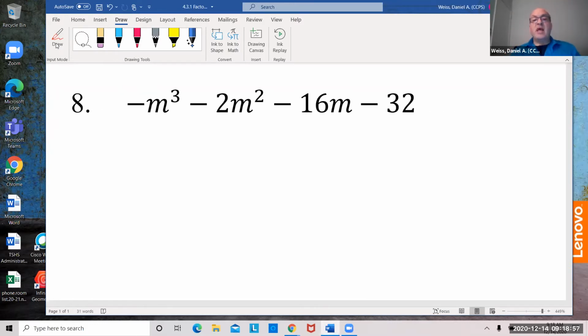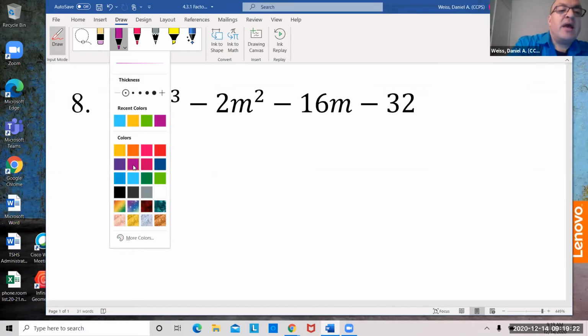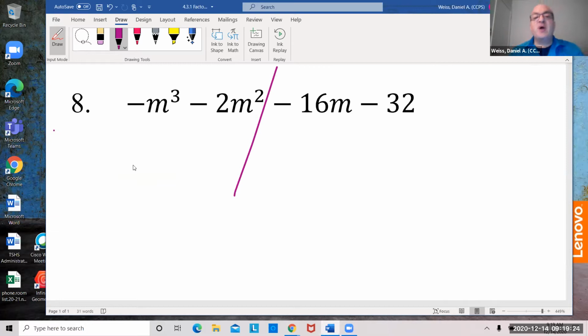Okay. Now, here's the new part. Here's where it's going to get a little complicated, okay? It's easy. It's just a couple of extra steps. When you have 4 terms, here's what we're going to do. We're going to cut it in half, 2 parts. We're going to start with what's common just to these 2 terms here.